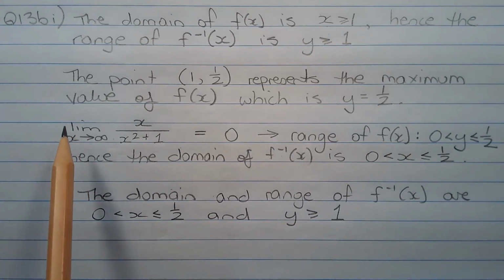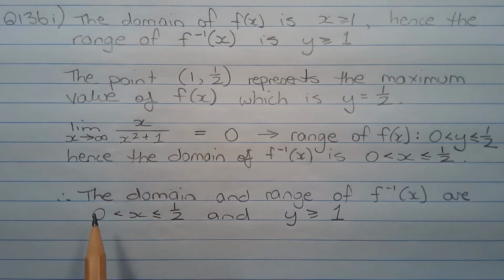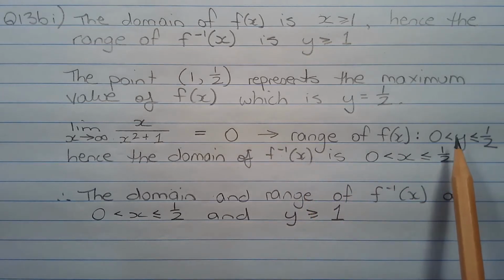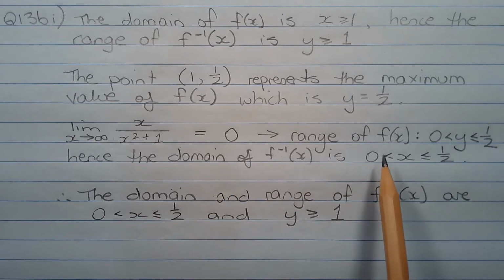Now consider the limit as x approaches infinity of x over x squared plus 1. And we get 0. So the x-axis is an asymptote to the graph. So the graph will never reach 0, but it will certainly approach it. So from that, we can deduce that the range of f of x is y greater than 0 and less than or equal to half. Hence the domain of inverse f of x is x greater than 0 and less than or equal to half.